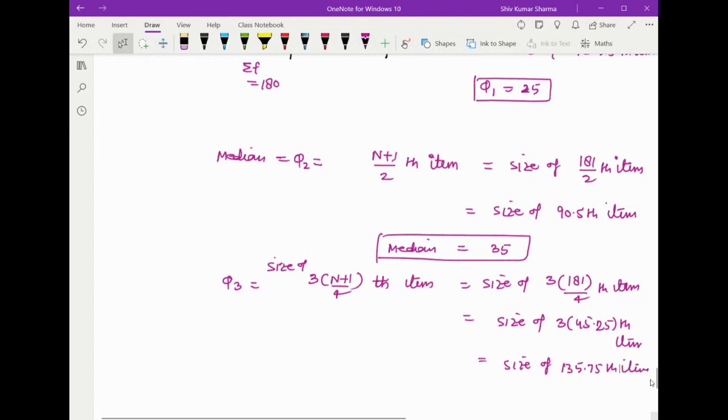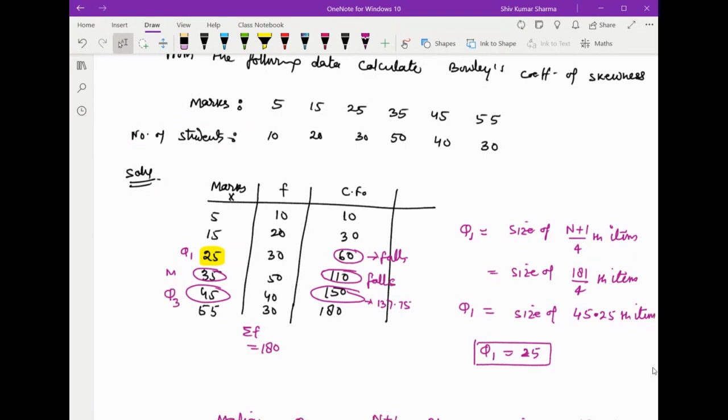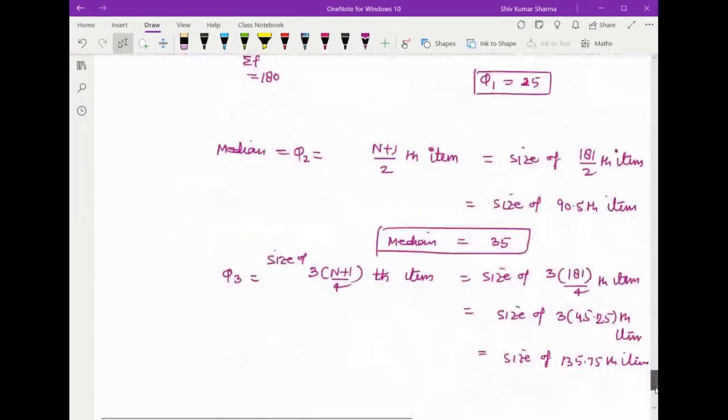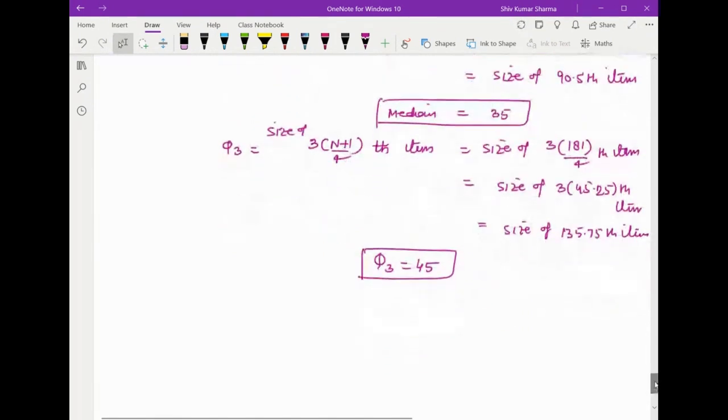This 135.75th item falls in which cumulative frequency? It falls in this frequency. So in front of this frequency, in front of 150, the value of x is 45. So this will be quartile 3. The value of Q3 is 45. So we have the values of quartile 1, quartile 3 and the median.